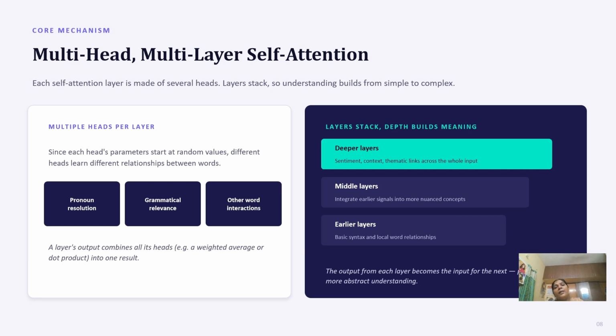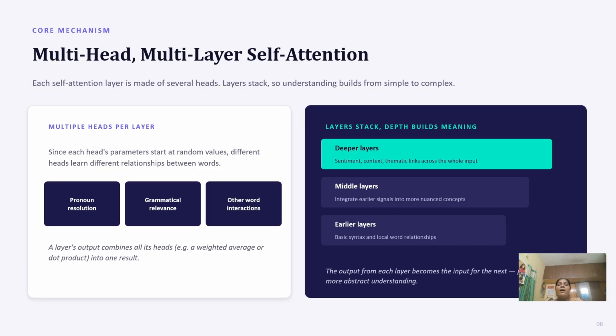Meaning that a multi-layer self-attention mechanism in an LLM talks about the collective of different layer heads. They compute scores from different perspectives, such as pronoun resolution, grammatical relevance, and other word interactions, and they compute a weighted average, and based on that weighted average they come up with one token prediction, and accordingly they give a response for that input sample.